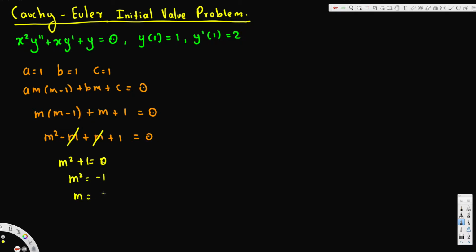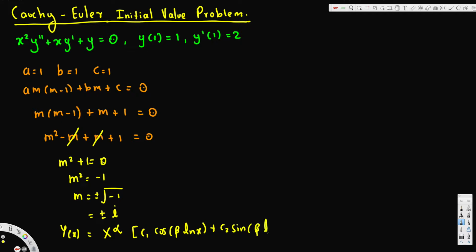Therefore m is going to be equal to the square root of minus 1, which is plus or minus the square root of minus 1, so we can see this is plus or minus i. Here we have complex roots, right? Whenever we have complex roots, the general solution of the differential equation is going to look like this: x power alpha times c1 cos beta ln x plus c2 sin beta ln x.